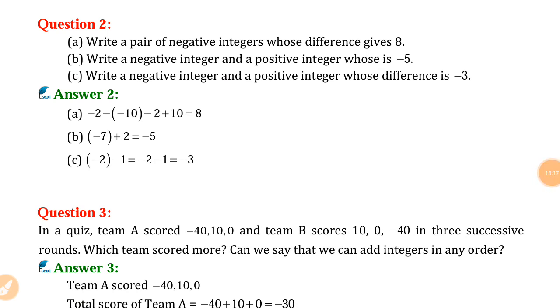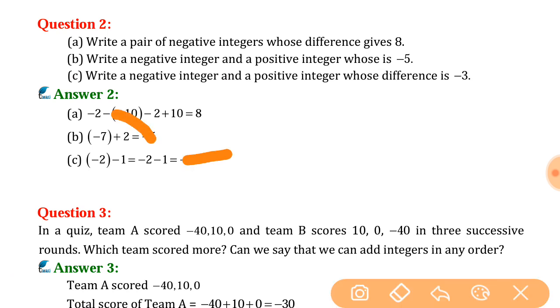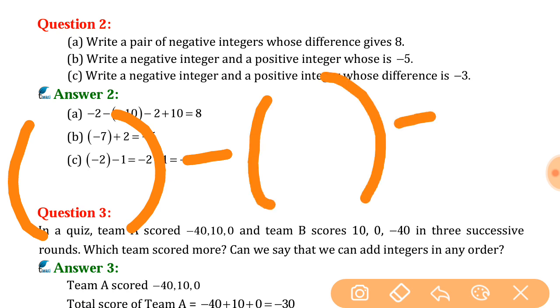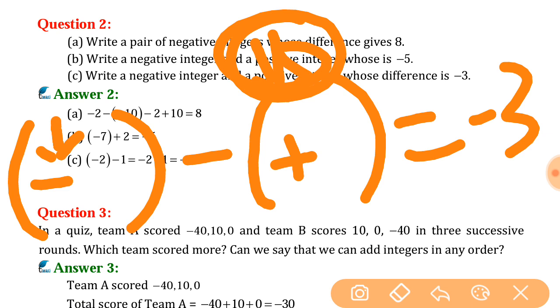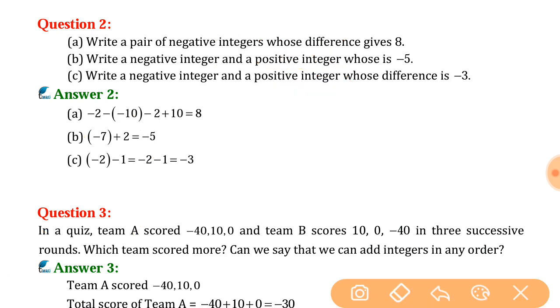Write a negative integer and a positive integer whose difference is minus 3. See, there is a difference between two integers. Clear about it? One is negative, one is positive, they said. Whenever you are choosing, here is minus or here is minus, this is very important, because we have to concentrate on this integer.